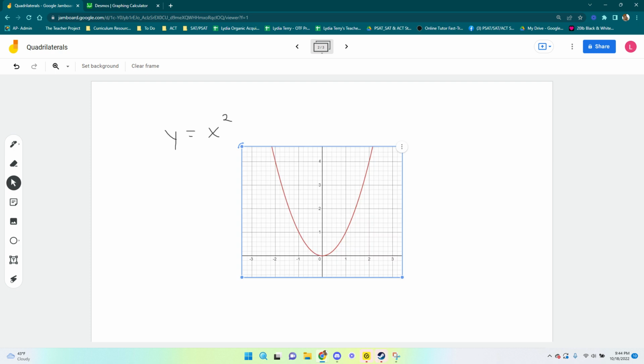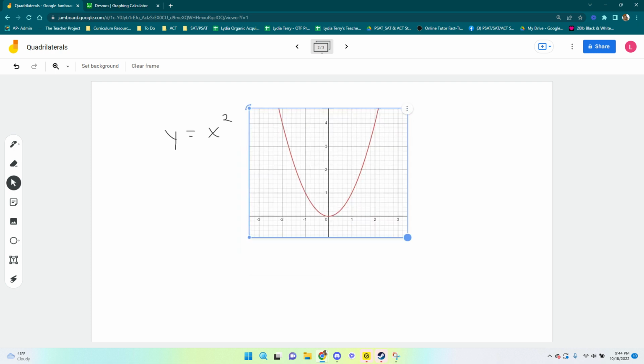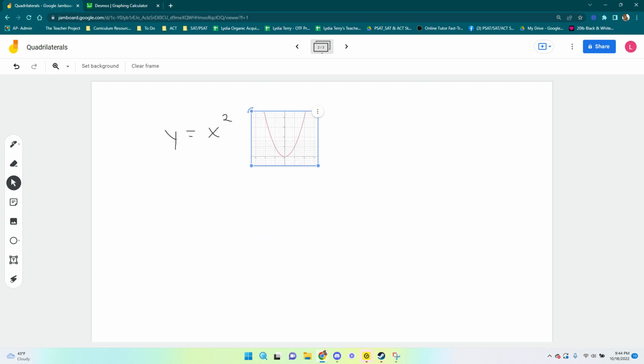Now, what you want to realize is that it's symmetrical. This is very important. The parabola is symmetrical, and the reason this is symmetrical is because when y equals 1, we have two potential inputs for x. X could be 1 or -1. When y is 4, x could be -2 or +2, and so on and so forth. Okay?